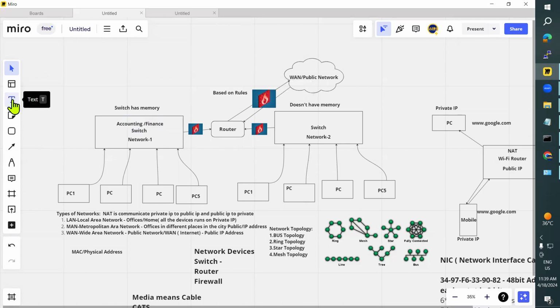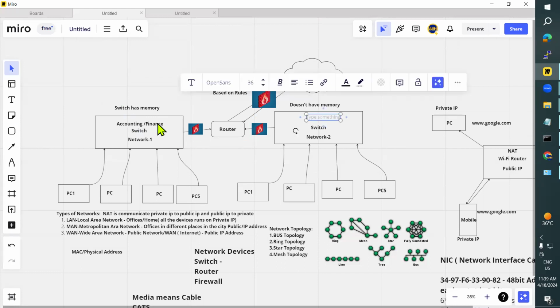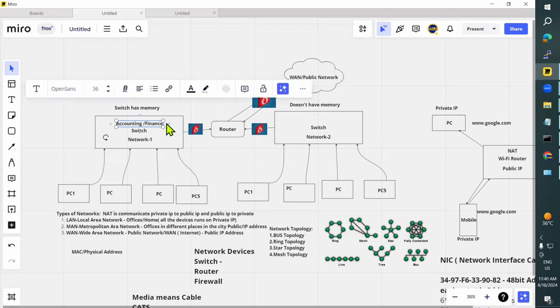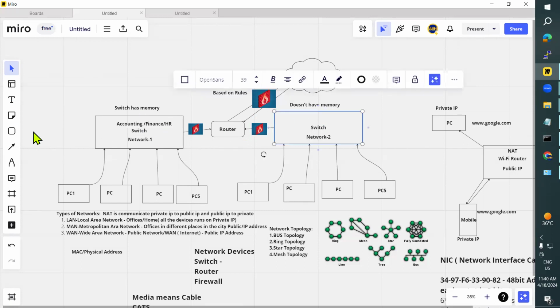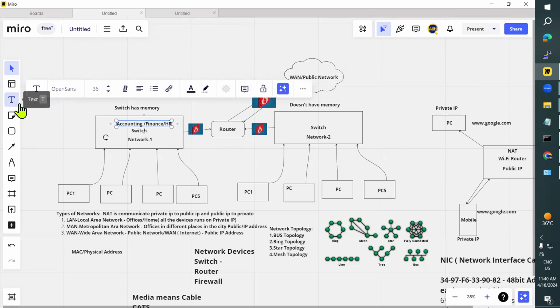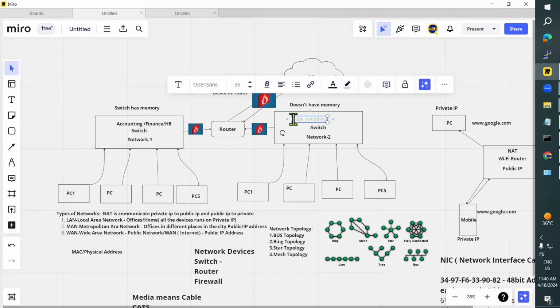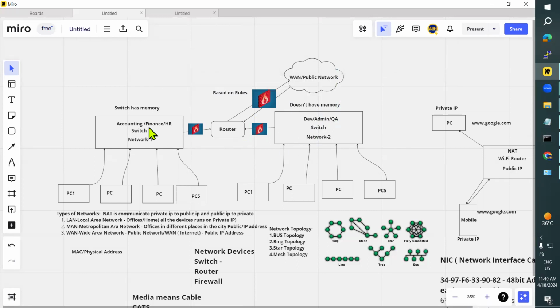Okay. And in this network, employees: accounting, finance, HR. And in this network, employees: dev team, development team, admin team, and QA team. Many teams are on this LAN. We all know that the accounting, finance, and HR teams have very crucial information which should not be disclosed to anyone, right? In the company policy.